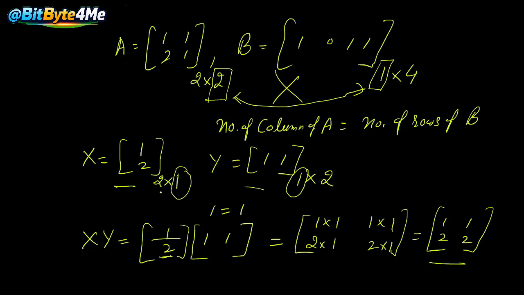This will be this multiplied by this. The number of columns of the first and the number of rows of the second are common. The rest of the two, the number of rows of the first and the number of columns of the second, will give the resultant matrix, that is 2 by 2. This is how matrix multiplication can be done. You can take another example.